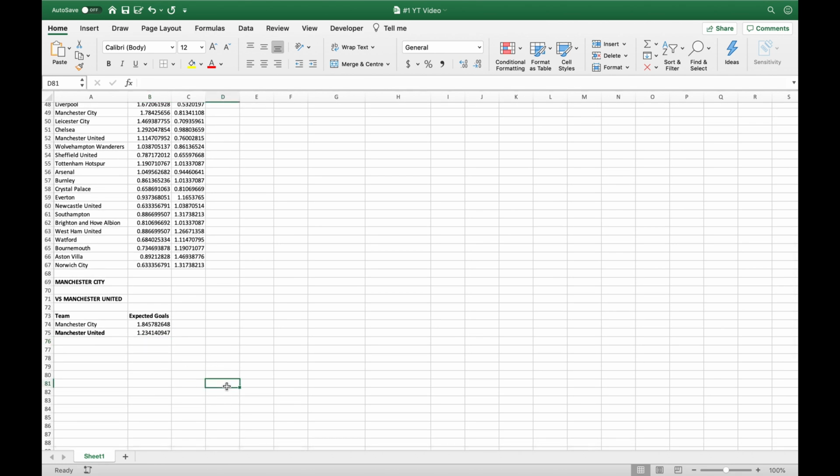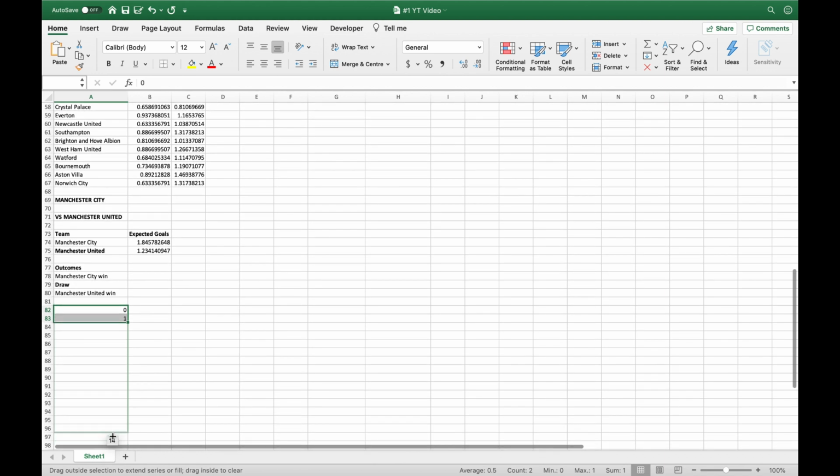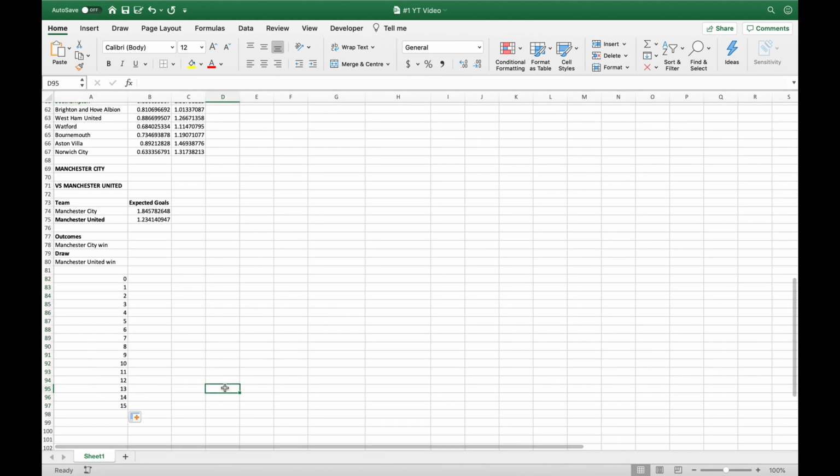Step 7. Now that we have expected goals for each side, we want to find the probability of the three outcomes of this game. These are a Manchester City win, a draw, or a Manchester United win. First, record numbers 1 through 15. These will represent the amount of goals Manchester City could score in this game.